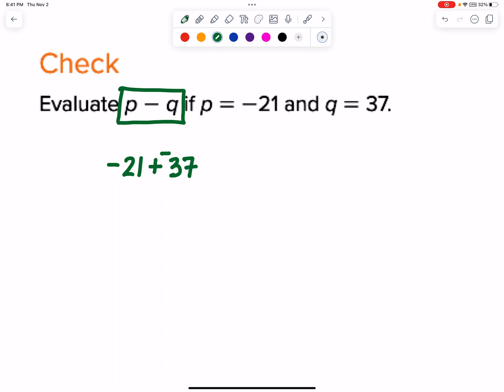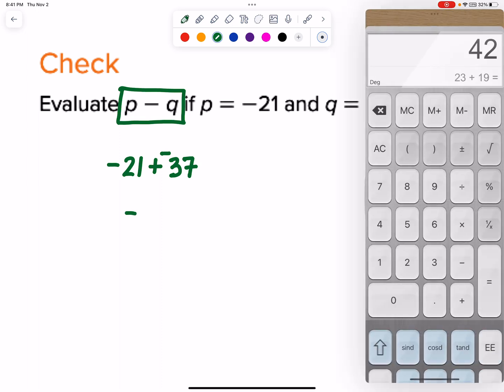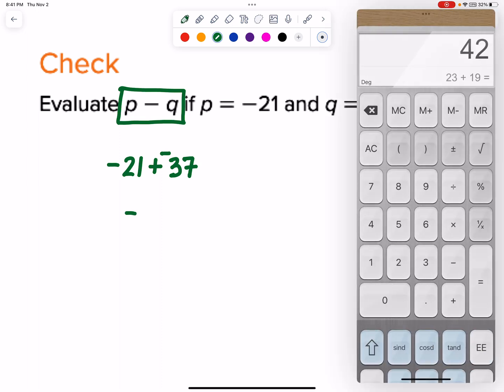All right, now we sing our songs because we have addition of integers. Same signs, add and keep. We're keeping the negative. Add them up: 37, 47, 57, 58, but it's good to double check anyway. There we go, and we're all set.